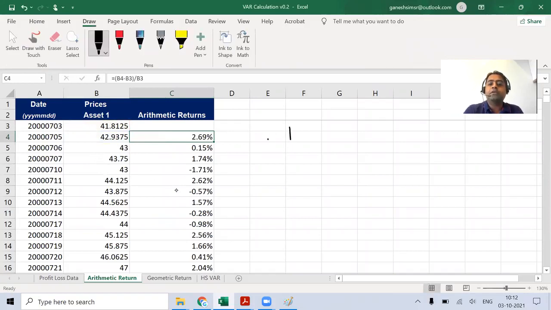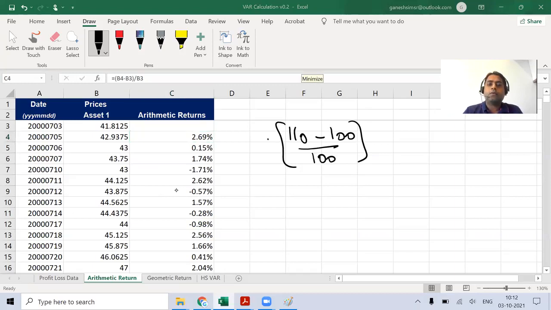What you did first, I'm connecting it back to my example. Suppose I have sold an asset at 110. I bought the asset at 100. So I'm going to do it like this. Okay, so this is the arithmetic return.